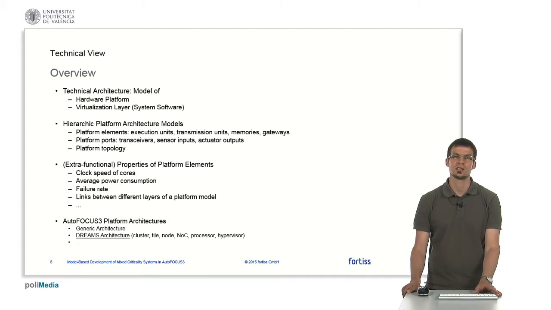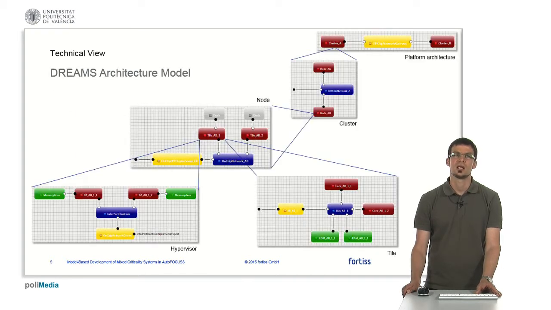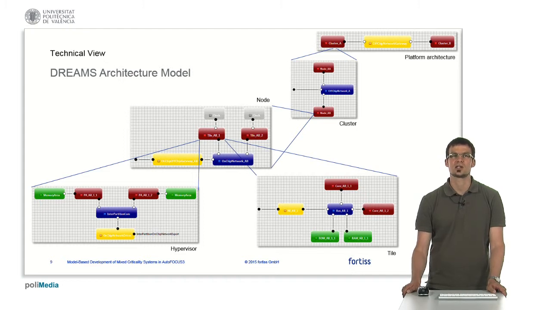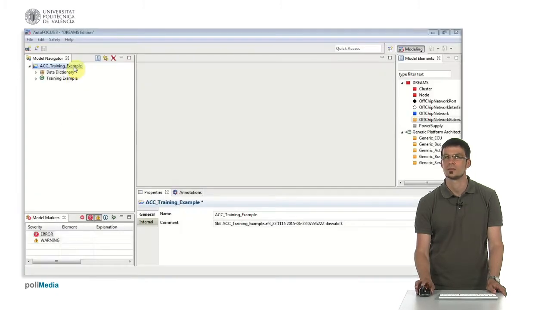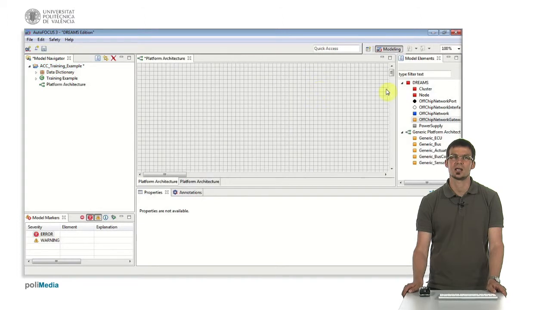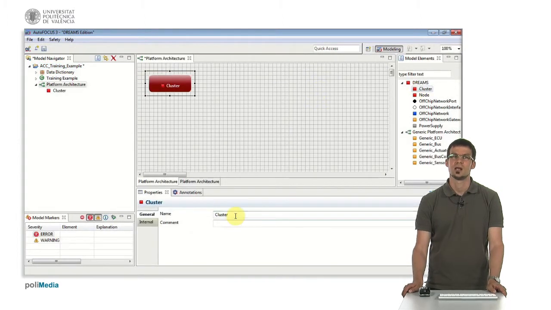While AutoFocus 3 supports a number of generic and also in general different platform architectures, in this tutorial I would like to focus on a platform model that can be used to describe platforms based on the DREAMS architectural style summarized in the first part of this tutorial. At first, a platform architecture is created. DREAMS systems are grouped into logical clusters.